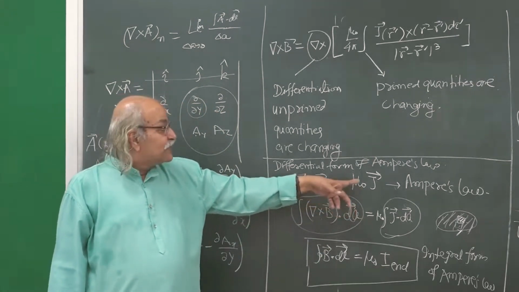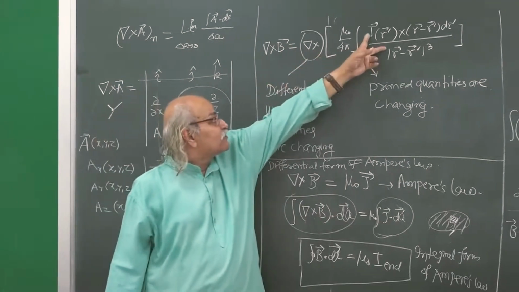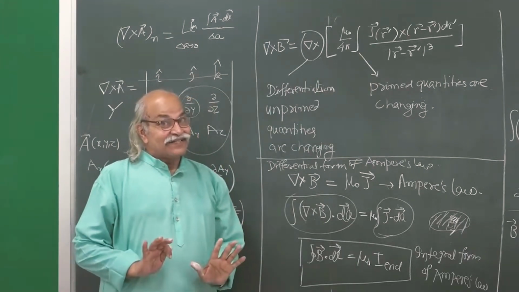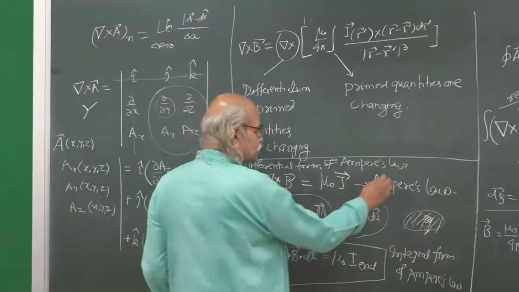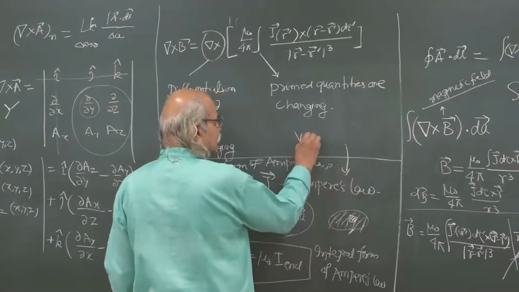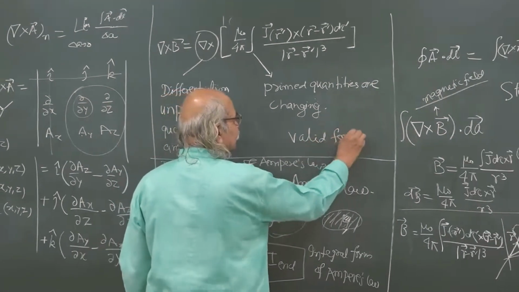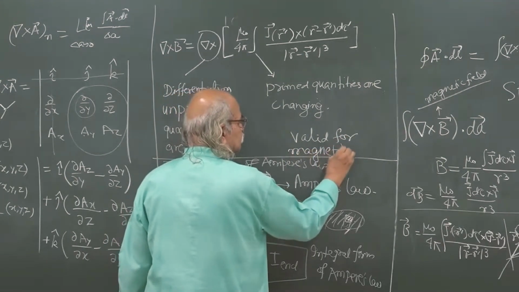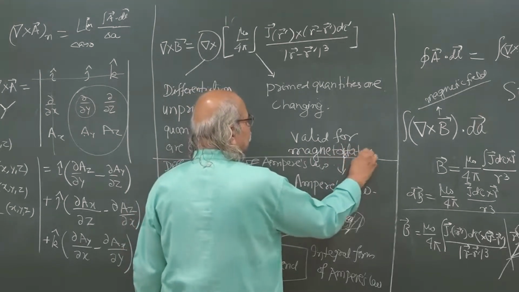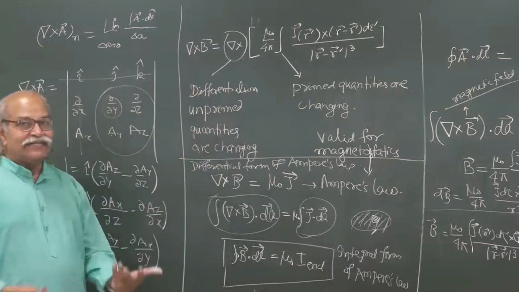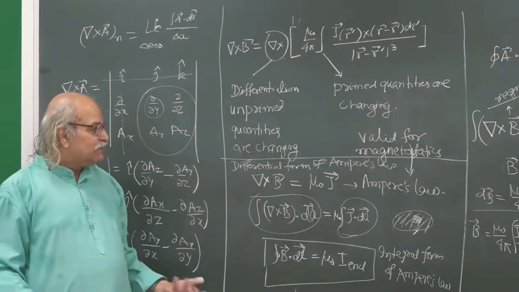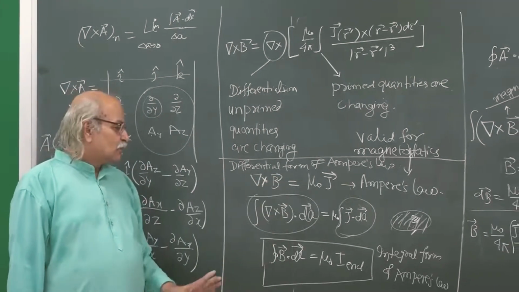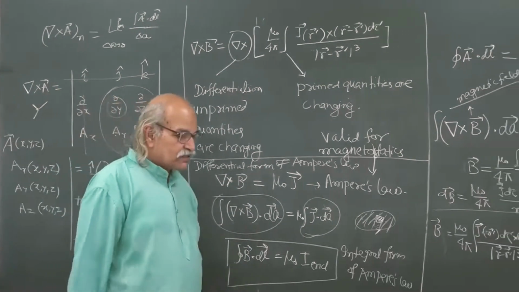And since we are using Biot-Savart law, we have committed that we are only talking of steady currents. So, all this is valid for magnetostatics. This is our commitment. If you have time varying quantities, if things are changing with time, then we do not commit. So, that is about Ampere's law.